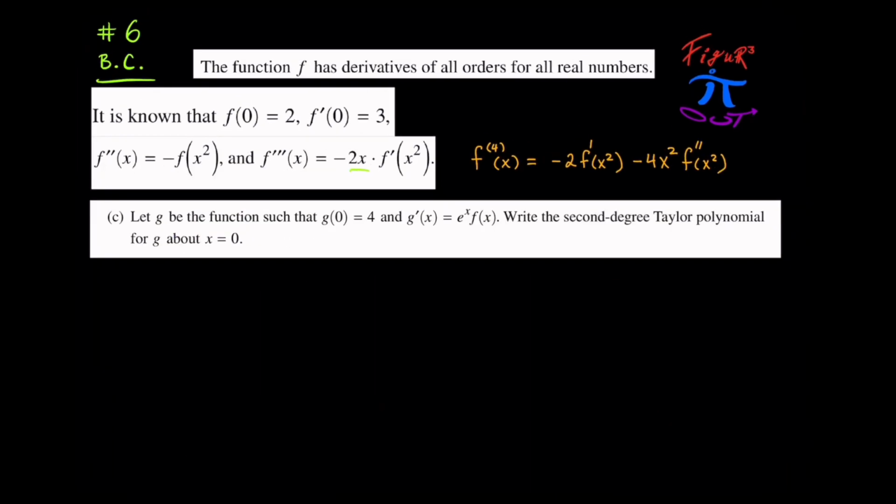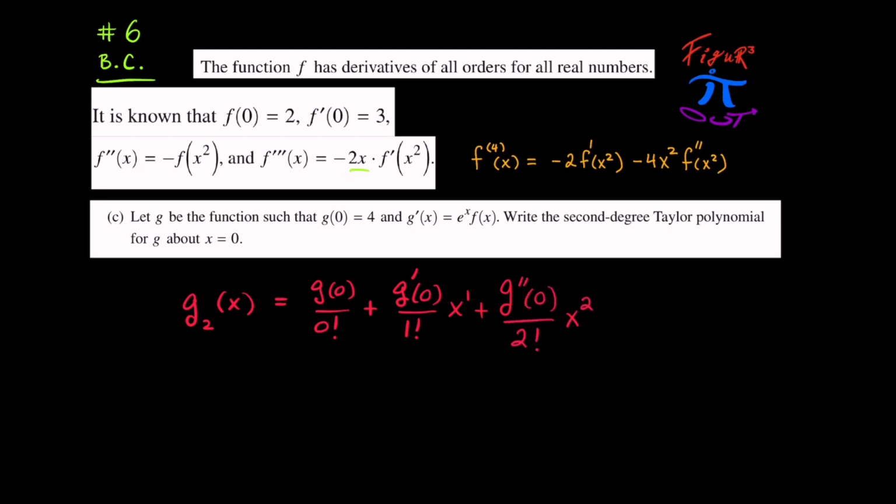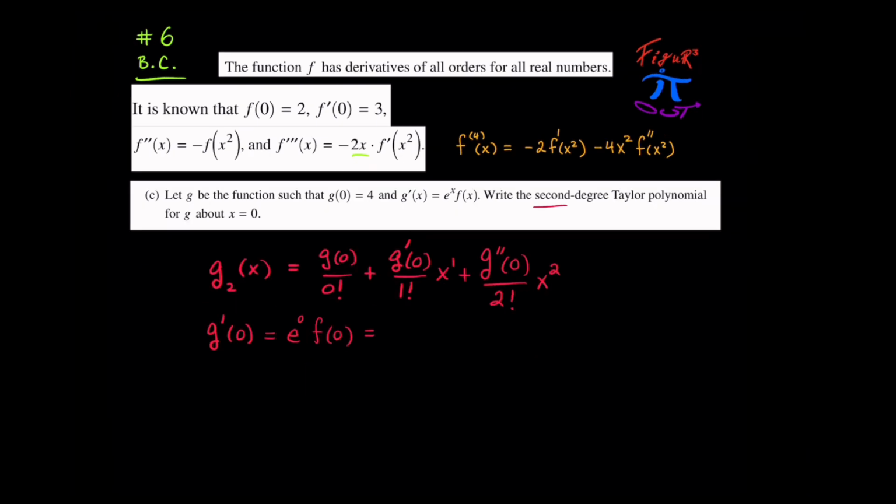Now C says g is the function such that g of 0 is 4, g prime of x is e to the x times f of x, and we want the 2nd degree Taylor polynomial for g about x equals 0. So g sub 2 would be g of 0 over 0 factorial plus g prime of 0 over 1 factorial times x plus g double prime of 0 over 2 factorial times x squared. G of 0 is equal to 4, and g prime of 0 by evaluation is e to the 0 times f of 0. Since f of 0 is 2 and e to the 0 is 1, we get 2.